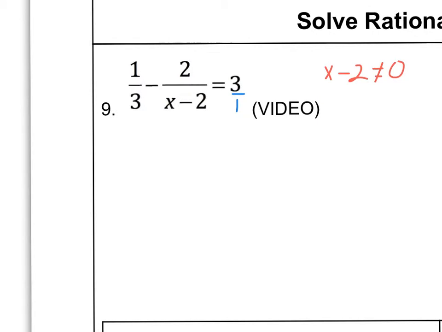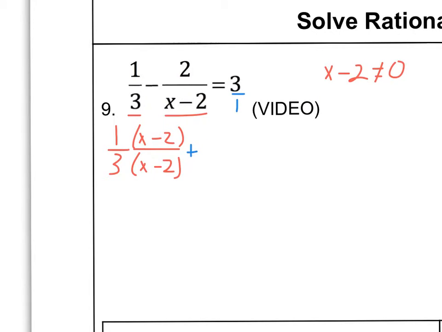But then we've got to find some common denominators. I know that I've got a 3 and an x minus 2. I don't need to worry about the 1. For the first fraction, which is 1/3, it needs an x minus 2. So I'm going to multiply the top and the bottom by that.